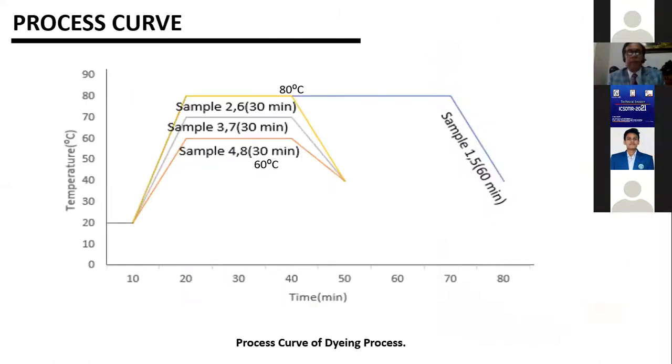Here is the process curve for the dyeing process. Samples 1 and 5 are dyed at 80 degrees Celsius for 60 minutes. Samples 2 and 6 are dyed for 30 minutes at 80 degrees Celsius. Samples 3 and 7 are dyed for 30 minutes at 70 degrees Celsius, and samples 4 and 8 are dyed for 30 minutes at 60 degrees Celsius.